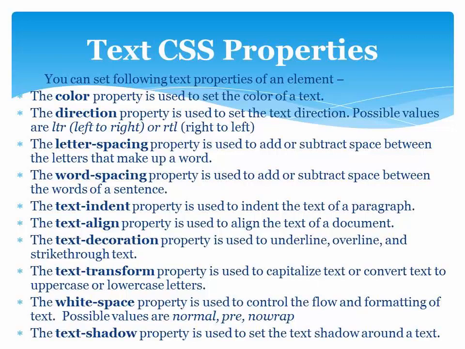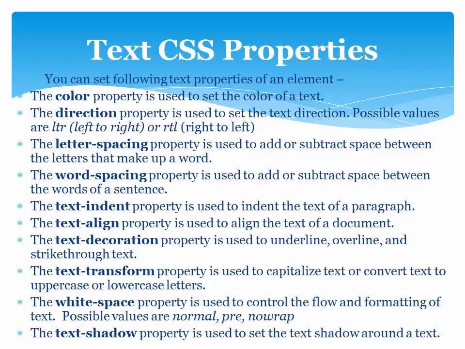The text indent property is used to indent the text of a paragraph. The indent you mention in a paragraph will be decided by text indent. The text align property is used to align the text of a document. Alignment is set by text align. The text decoration property is used to underline, overline, strike through, etc. The text transform property is used to capitalize text or convert text to upper or lower case. If we want to change lower to upper or upper to lower, we can use text transform.